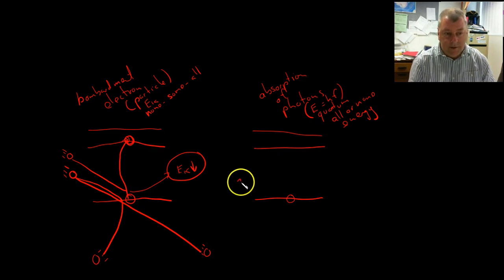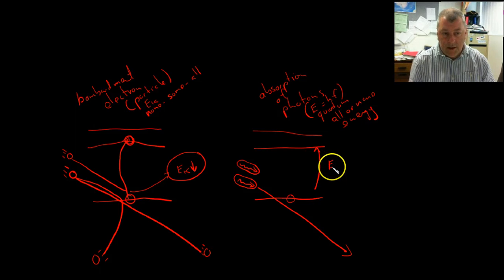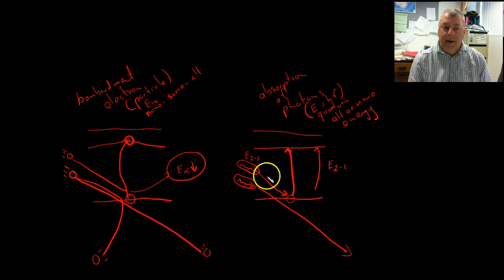Now with the photons, however, if we bombard something with a series of photons, the photons can either go straight through. Now they have to have, if this energy jump is E2 to 1, let's say, this photon must have exactly that amount of energy. And if it is, it goes in, gets absorbed, and the electron jumps up. And the photon no longer exists because the energy of the photon has been transferred to the electron.